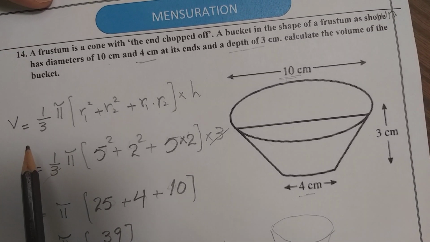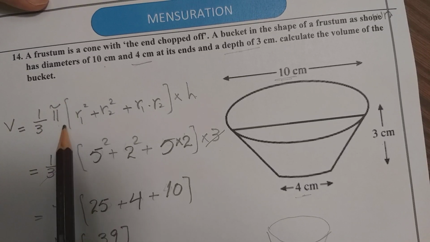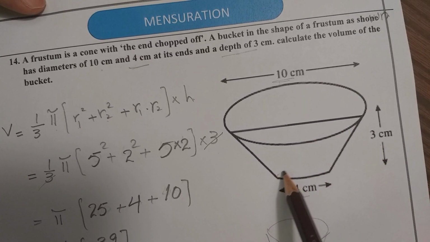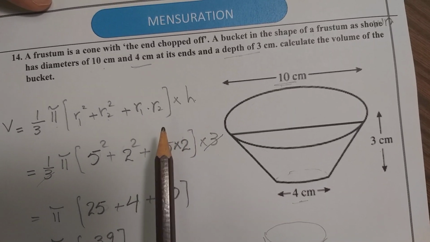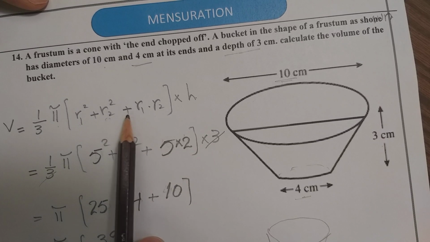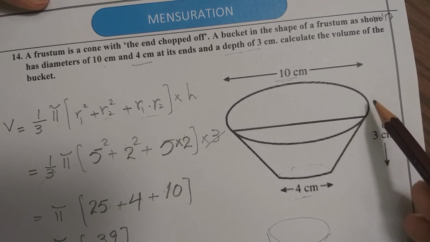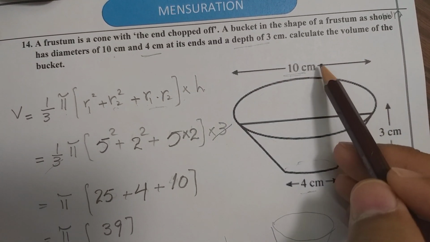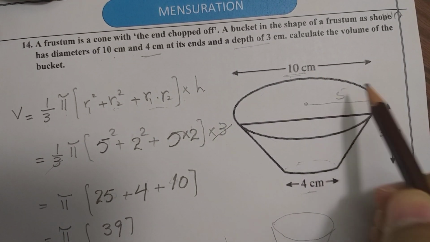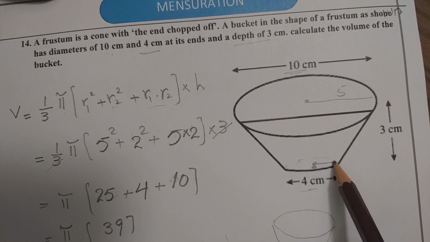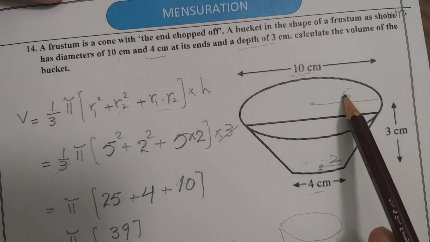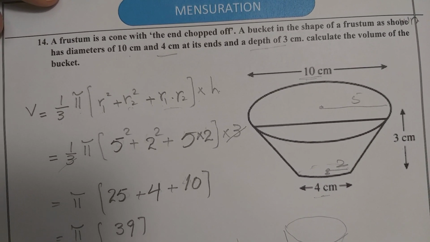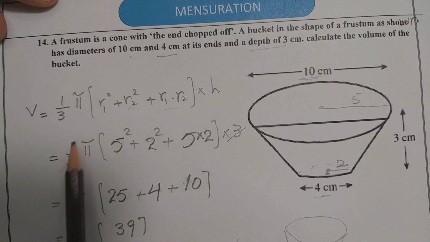We have the formula for the volume of the frustum: 1/3 pi times the bracket of radius 1 squared plus radius 2 squared, because there are two circular parts, plus r1 times r2, multiplied by the height of the bucket or frustum. Because these are diameters, when you halve them, the radius of the bigger one is 5 and the radius of the smaller one is 2. Just substitute. Whatever you call this 1 or 2 is up to you. Just replace in the formula and then simplify.